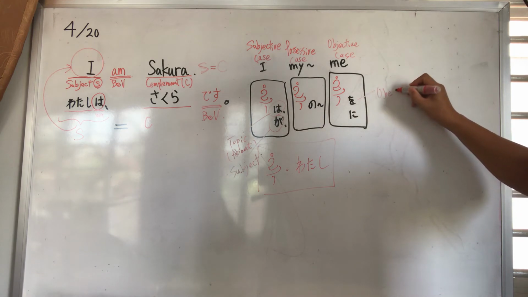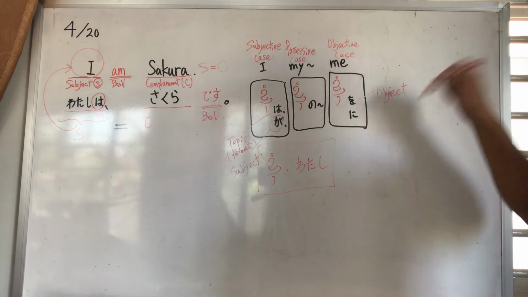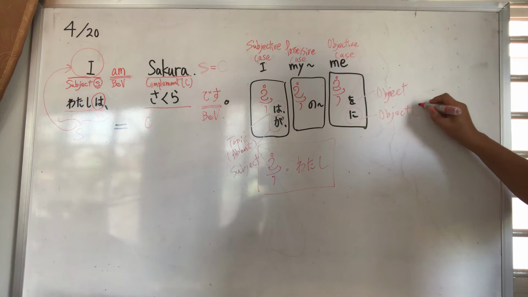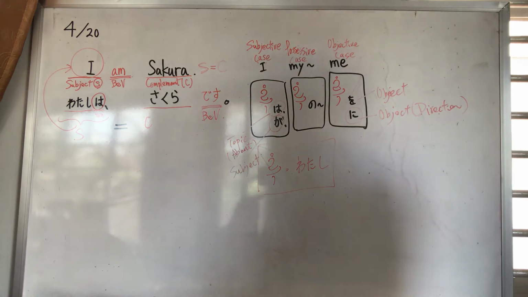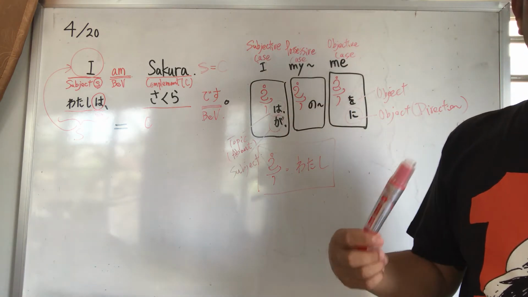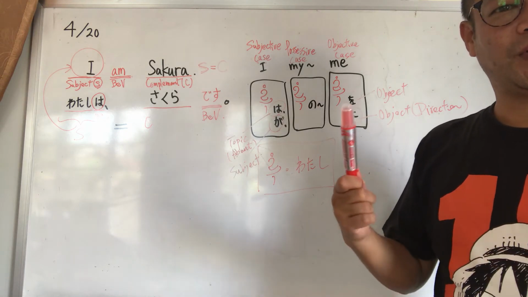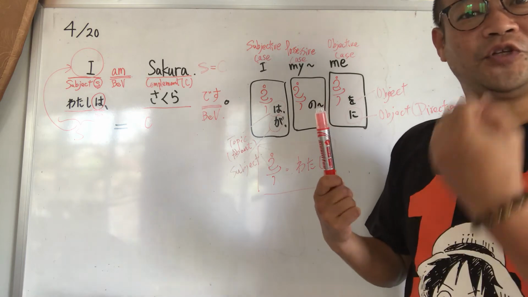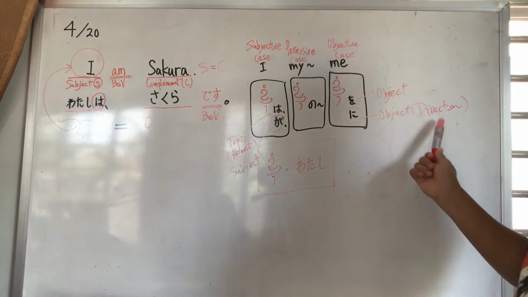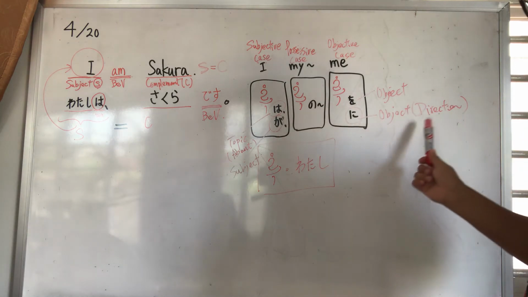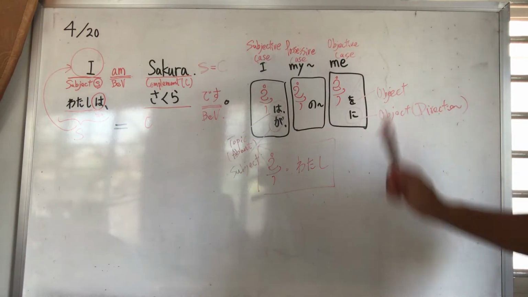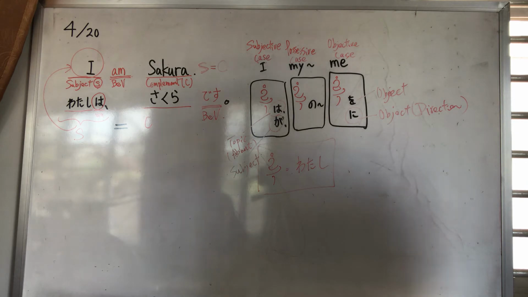This is the real object. Then ni, this one also object, but it must be talking about direction. For example, I give you this pen. Give to you, direction. So to include this direction, we must use ni: watashi ni, Sakura ni. With that direction, we must choose o, because this is the real object. Do you understand? Okay, good.